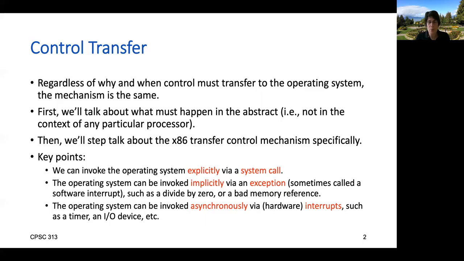So these are both synchronous with respect to the program, or they happen because the program did something. But in one case, the system call, it was an explicit request for a control transfer. And in the other, it was an implicit request. It was like, I did something wrong, please fix this. There's a third category, which are interrupts. And these can happen at any time. So they are asynchronous with respect to the program.